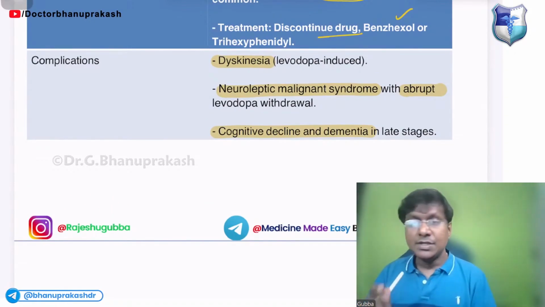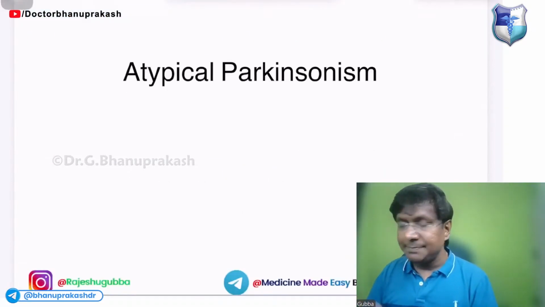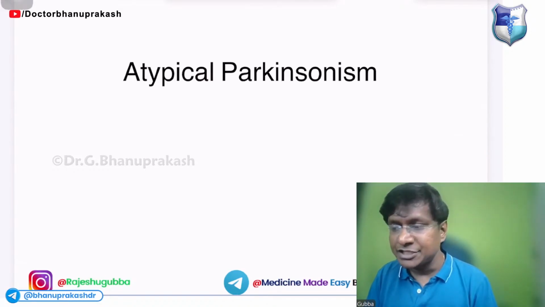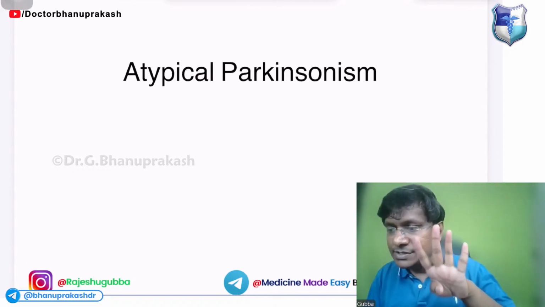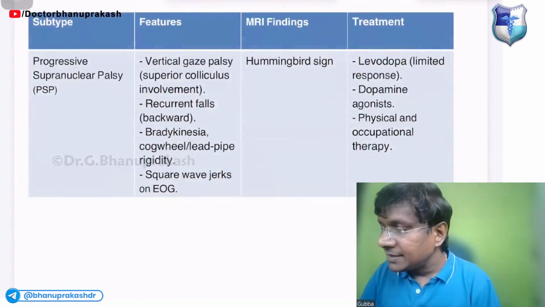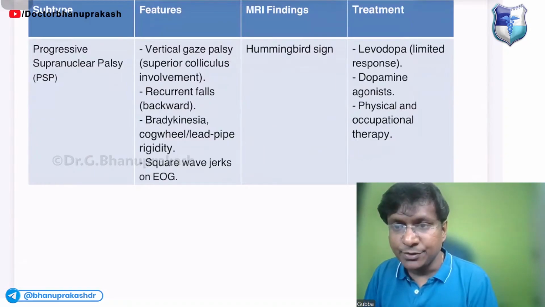Okay. Now, after having discussed typical Parkinsonism, let me discuss atypical Parkinsonism. So what are the various forms that we have discussed? Progressive supranuclear palsy, multiple system atrophy, corticobasal degeneration, and dementia with Lewy bodies. Let me discuss the four important atypical Parkinsonisms. Number 1, progressive supranuclear palsy.